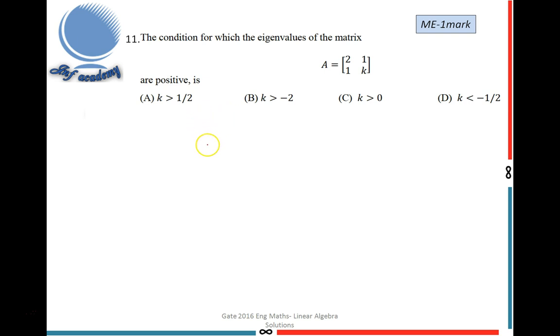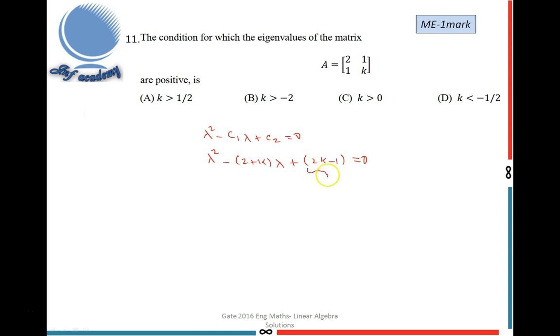So first I find the characteristic equation of that matrix, that is lambda square minus C1 lambda plus C2 equal to 0. C1 is the sum of the principal diagonal elements, so 2 plus k lambda, plus C2 is the determinant of A, 2k minus 1, equal to 0. Next, this is the quadratic equation. This is also called the characteristic equation. You solve this equation, we can get the eigenvalues.